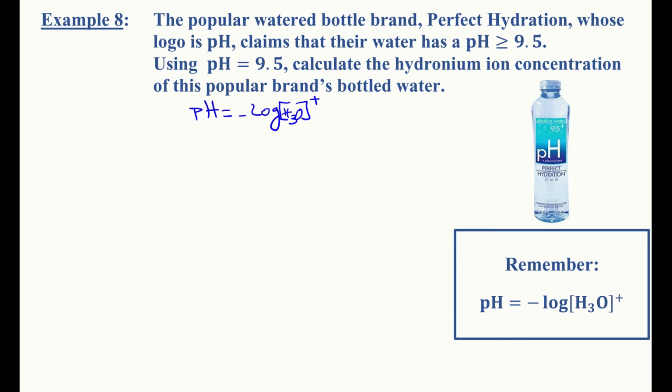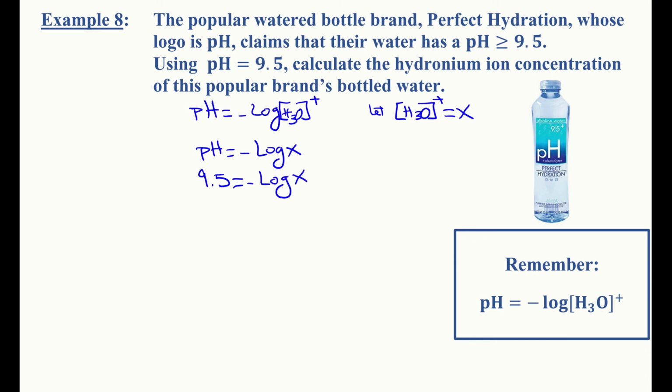So since it's the unknown, let's do something. Let's call that H3O plus X, because that's what we're solving for anyway, right? So the equation becomes much nicer looking. We just get pH equals negative log of X. All right, now notice that here we have the pH, it's 9.5. So we have 9.5 equals negative log of X.